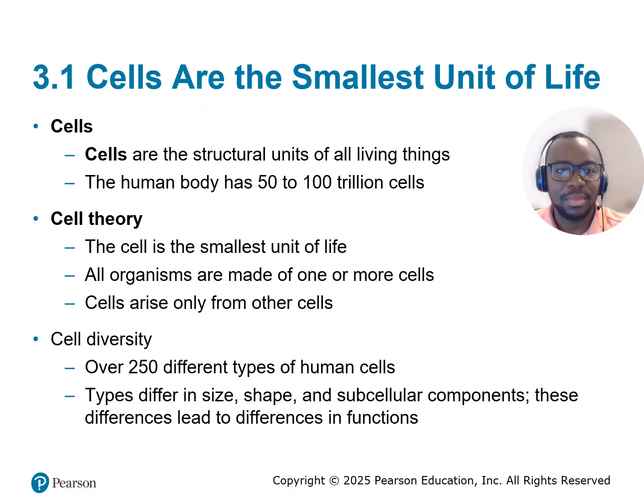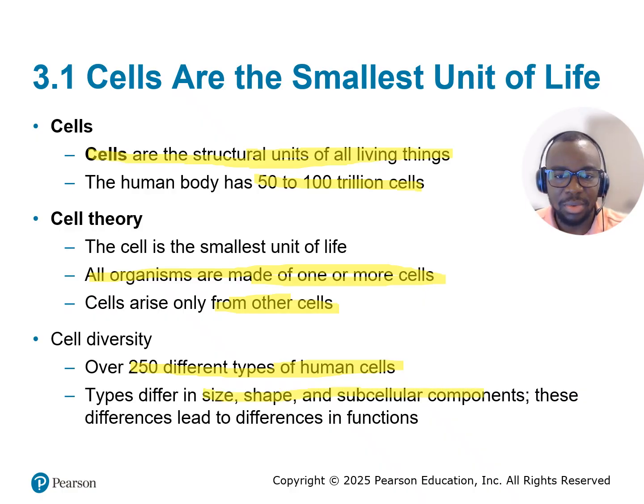So what is a cell? A cell is defined as the smallest structural and functional unit of living things. In a human body, there are about 50 to 100 trillion cells. And according to the cell theory, all living organisms are made up of one or more cells. And typically, these cells arise from other cells. There is a great diversity in cell types. There are over 250 different cell types in the human body. And these cells differ in their size, shape, and subcellular components. We'll review these different cell types on the next slide.